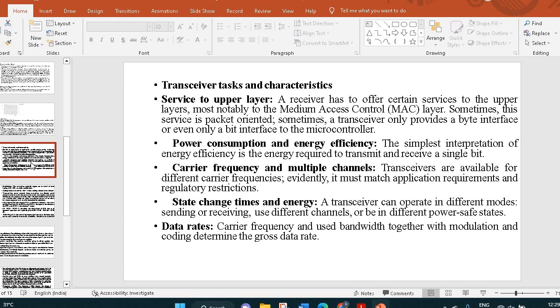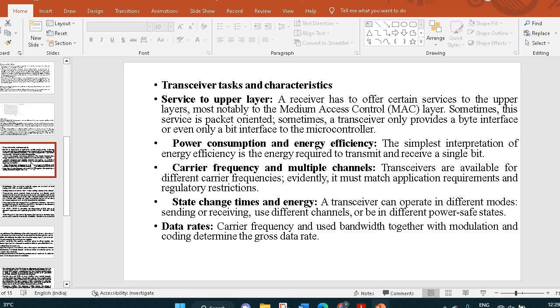Power consumption and energy efficiency. The simplest interpretation of energy efficiency is the energy required to transmit and receive a single bit. Carrier frequency and multiple channels. Transceivers are available for different carrier frequencies. Evidently, it must match application requirements and regulatory restrictions.